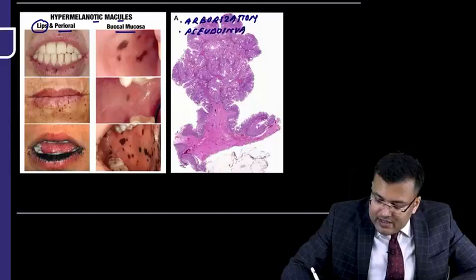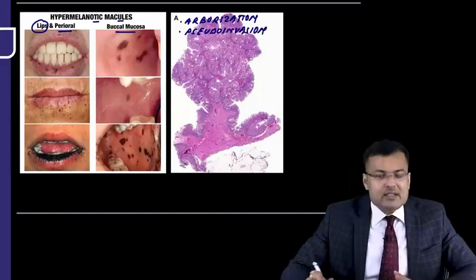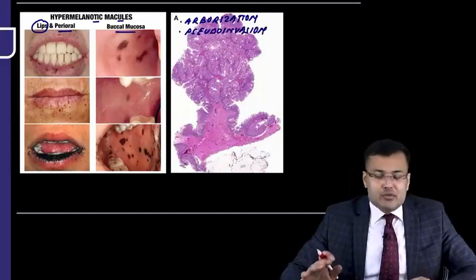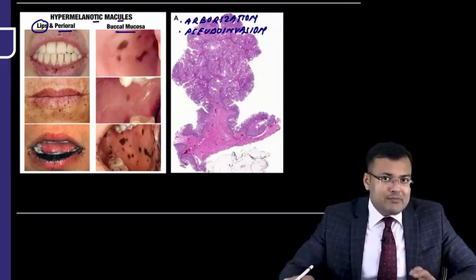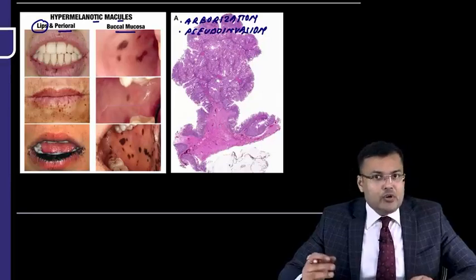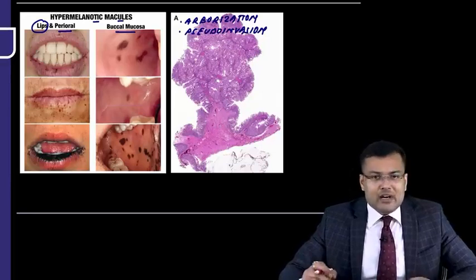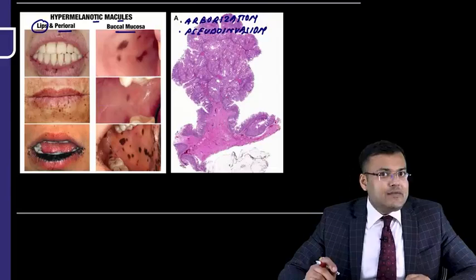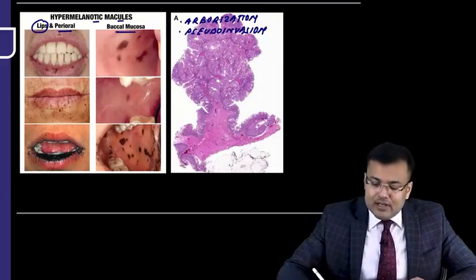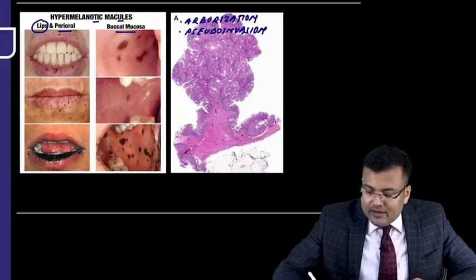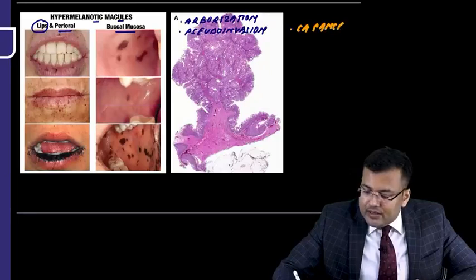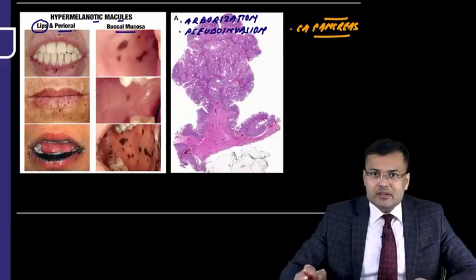And we discussed carcinoma pancreas, in which we discussed that Peutz-Jeghers syndrome increases the risk of carcinoma pancreas, and there is maximum risk by Peutz-Jeghers syndrome. So hereditary factors are risk factors for carcinoma pancreas. Which hereditary factor is having maximum risk? Peutz-Jeghers syndrome.